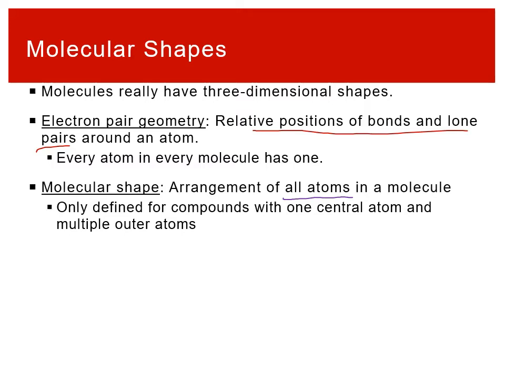When we're talking about molecular shapes, when you start to get into bigger molecules, the shapes become really complicated, and it's not really common to describe the shape. That's why we use the electron geometries. Instead, these molecular shapes are really only going to be defined for compounds with one central atom and then multiple outer atoms. Those are the kinds of molecules that we have our procedure to draw Lewis structures for.